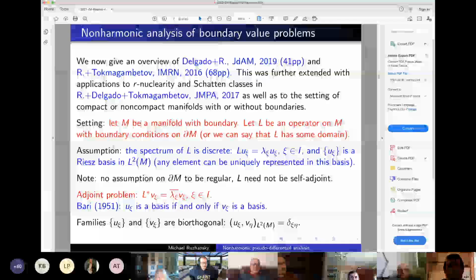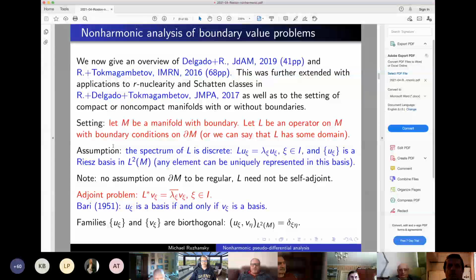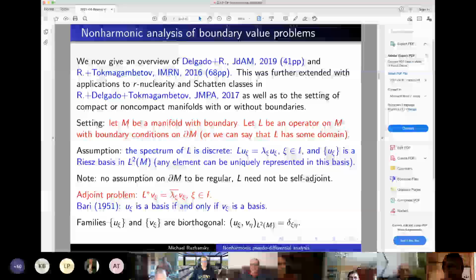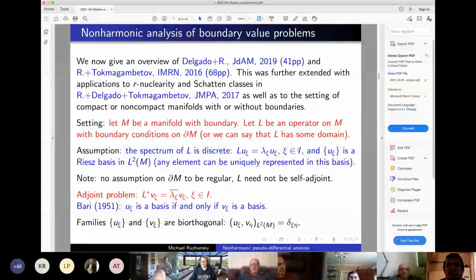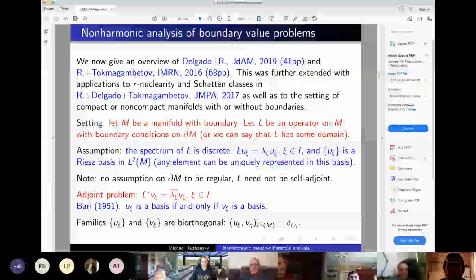And this is our setting, and the assumption will be basically only one assumption at this moment: that the operator L, which we fix, has a discrete spectrum, and the eigenfunctions of this operator form a Riesz basis. So this is the only assumption, that the spectrum of L is discrete. Then we denote, so I is some discrete set, ξ is an index, L u_ξ is lambda_ξ u_ξ, so lambda_ξ are eigenvalues, u_ξ are eigenfunctions.